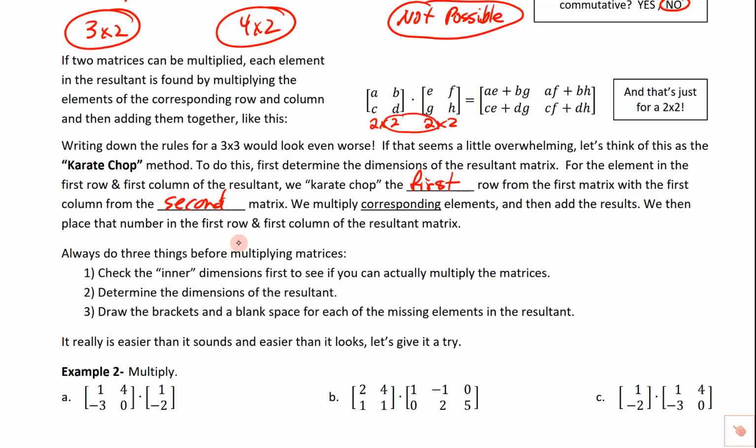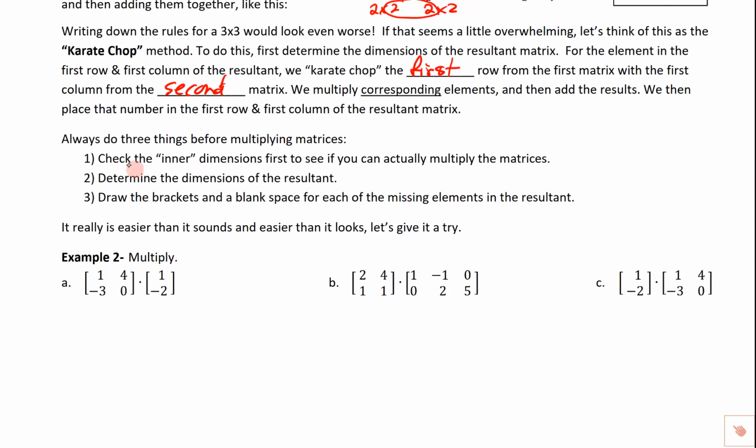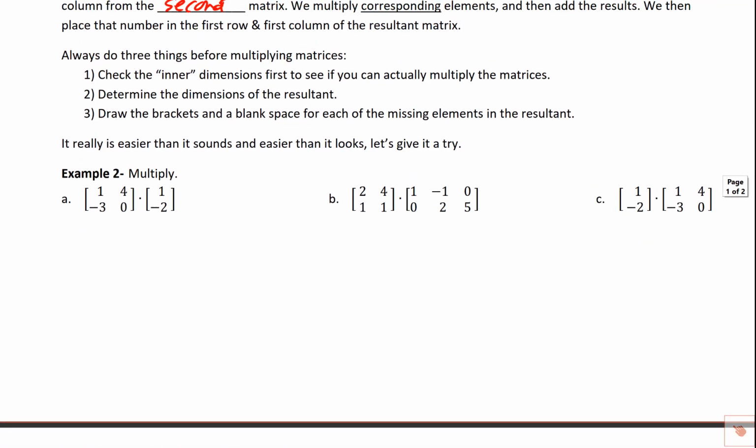So we're always going to do three things before we multiply matrices. So here are those three things. We're going to check the inner dimensions first to see if you can actually multiply the matrices. We're going to determine the dimensions of the resultant, and then we're going to draw brackets and a blank space for each one of the missing elements in the resultant. Now, it really is easier than it looks and easier than it sounds, so we're going to give this a try. So let's take a look at this problem right here.